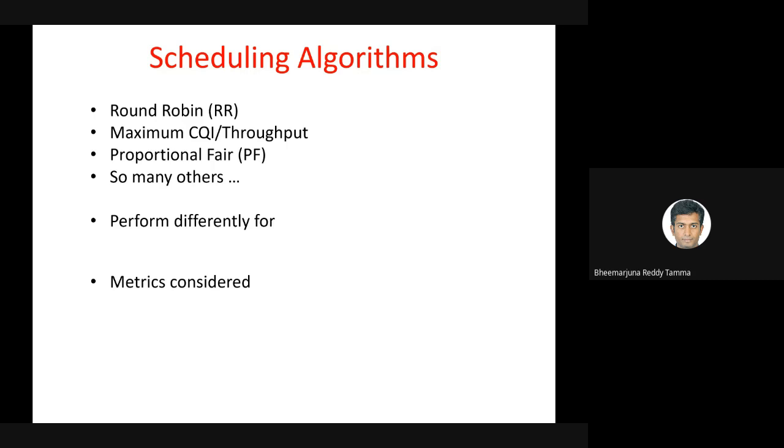Like we have the classical round robin, proportional fair, and another one called maximum CQI or maximum throughput. Here CQI stands for channel quality information.